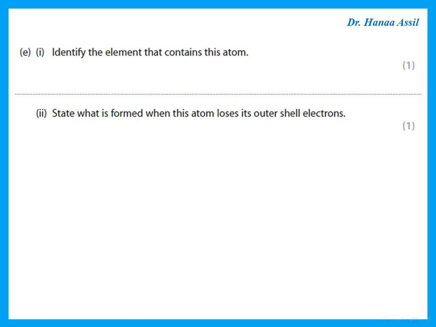Identify the element that contains this atom. So if the atom has 4 protons, atomic number 4, you look at the periodic table for what has atomic number 4 or small number 4 in the periodic table. That will be beryllium.